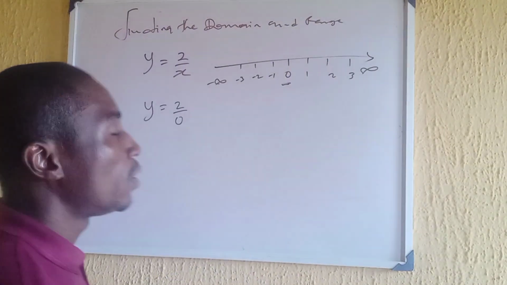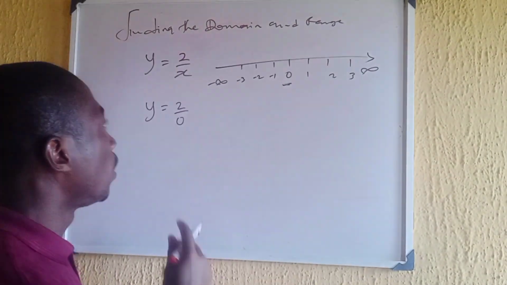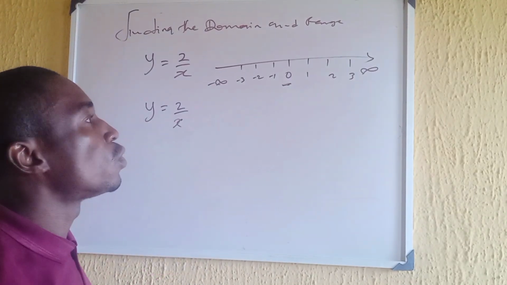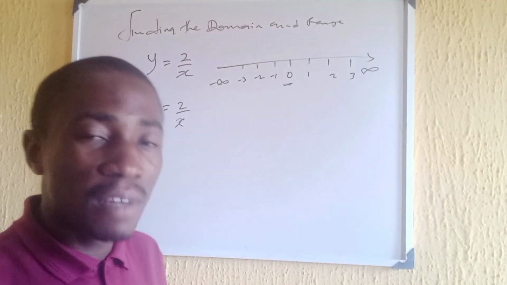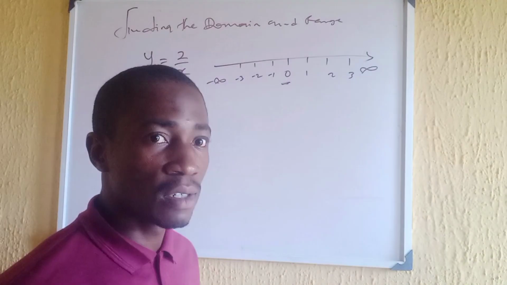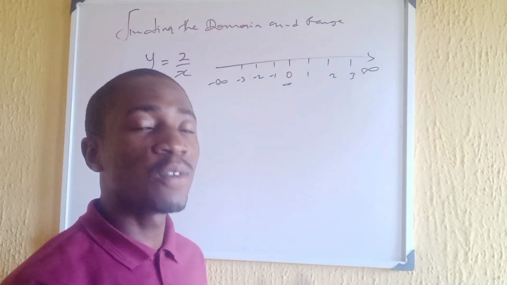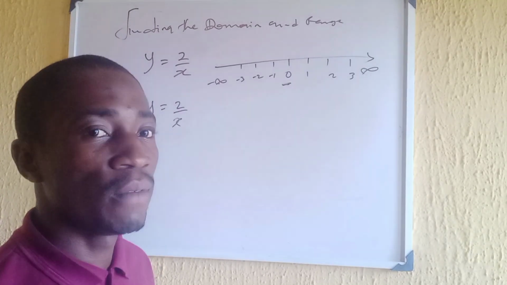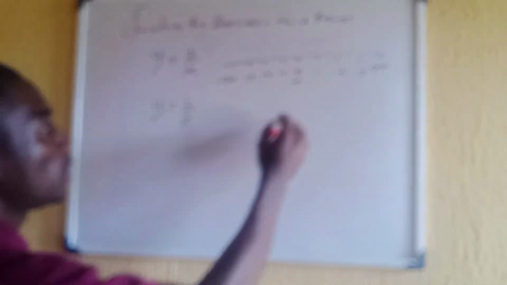Now, let's talk about the range. We still have 2 over x. So we want to know what are the values that this function would generate. Is there a particular value that this function will not generate? Yes, there's a particular value. Now, that value is 0 also.